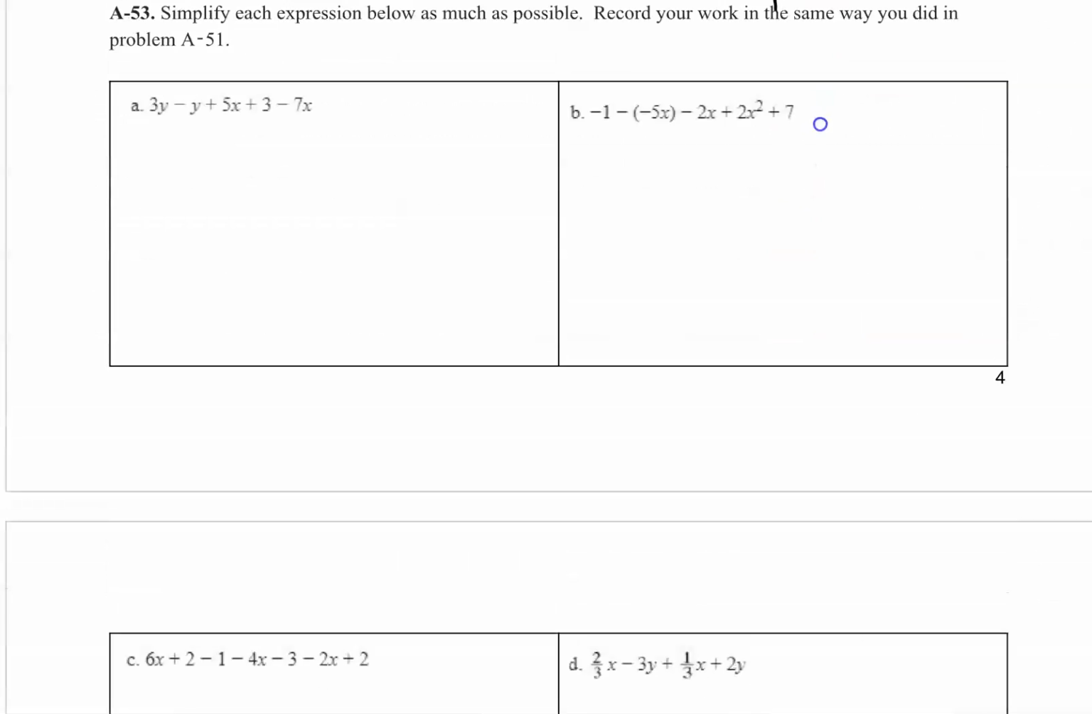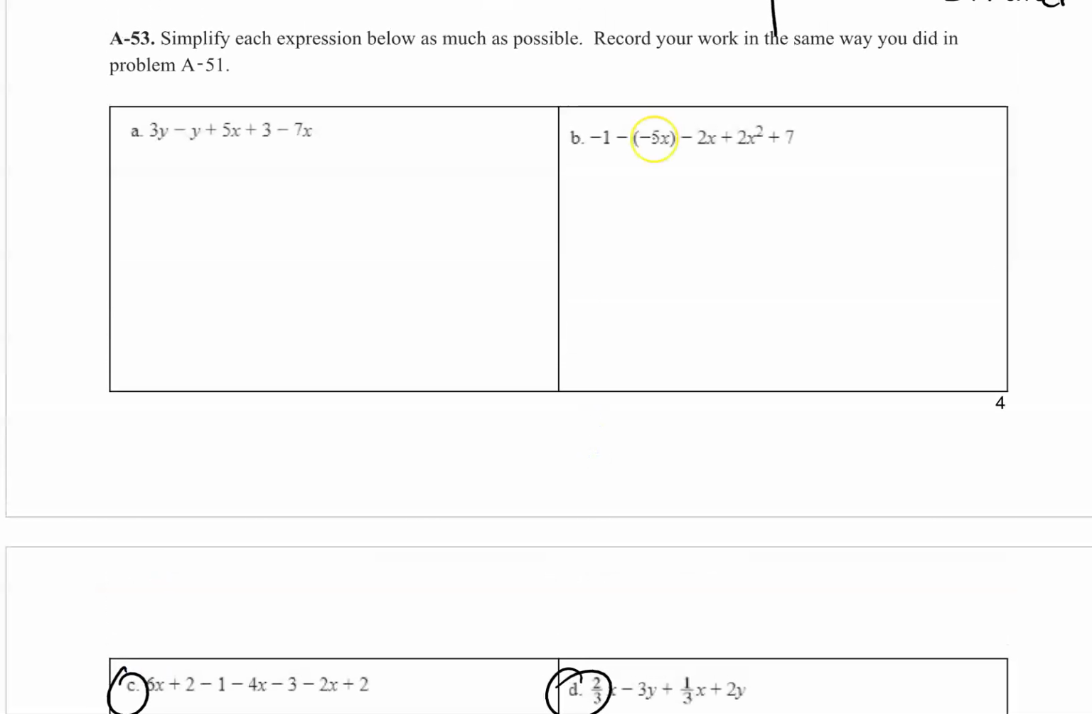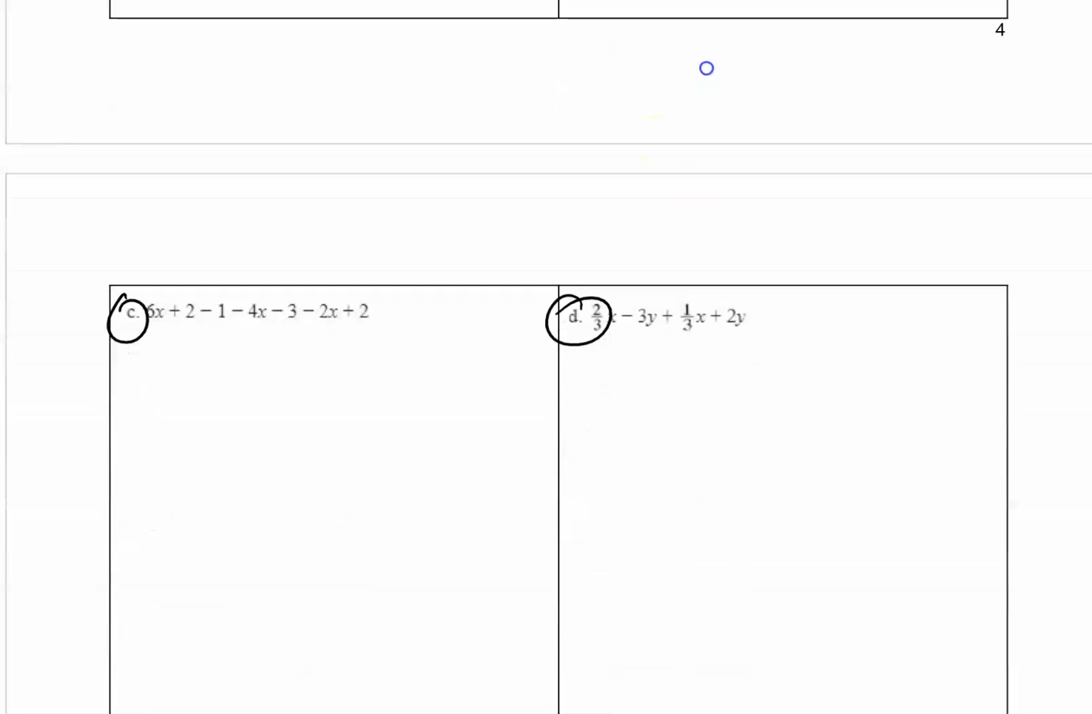We've got A, B, C, D. So I'll go ahead and do the one with the fractions. And then I'll do C. Why not? So the instructions say to simplify and then record your work. All right, so we've got 6x minus 4x minus 2x. So we've got 6x, -4x tiles and -2x tiles. That's going to be -6, right? -6 white x tiles. And then let's look at our numbers. We've got 2 minus 1 minus 3 plus 2.